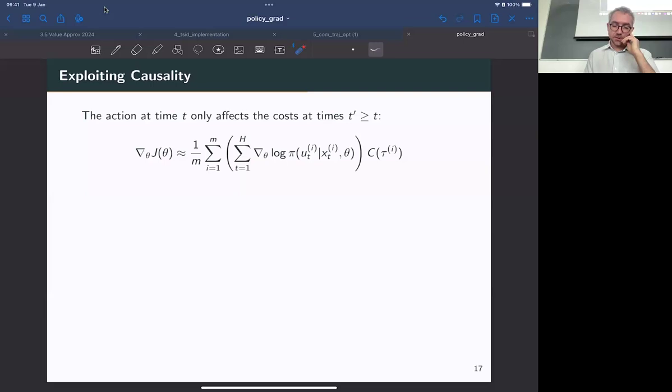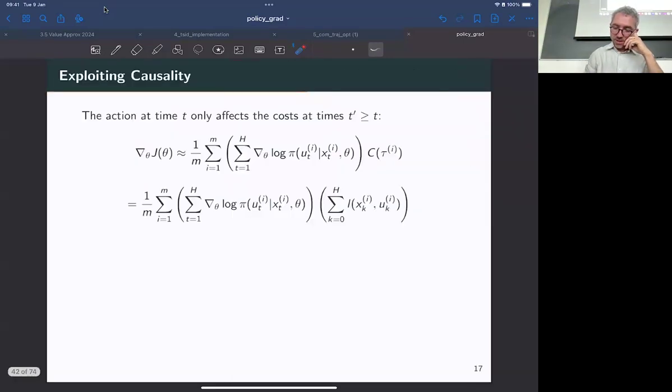And we can try to exploit causality. So we know, because our system is a dynamical system, that the actions that you take at time t only affect what happens after time t. They don't affect the past. That's pretty straightforward. So how can we exploit that to make this gradient estimate less noisy, with less variance?